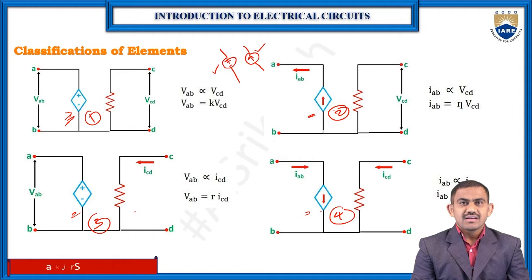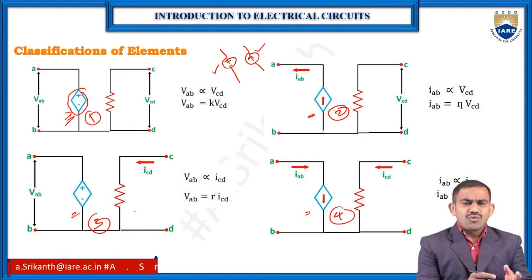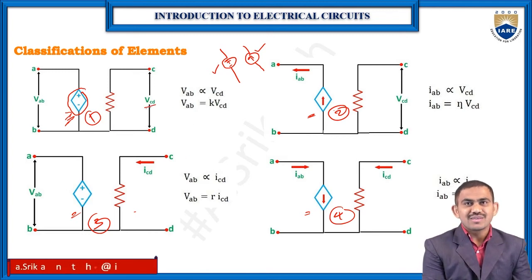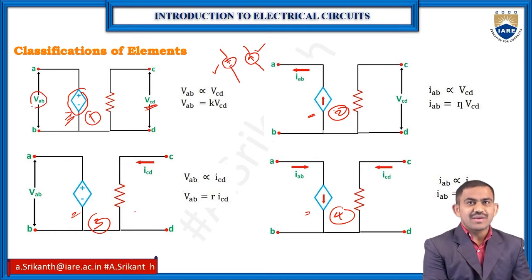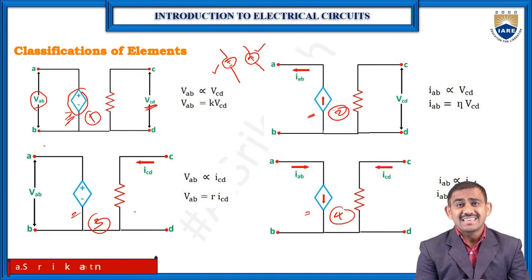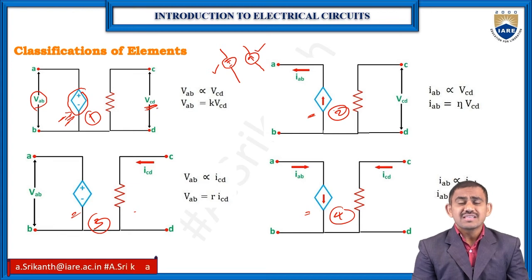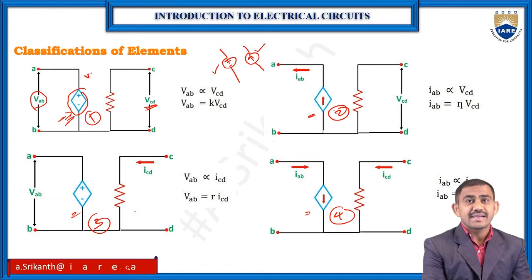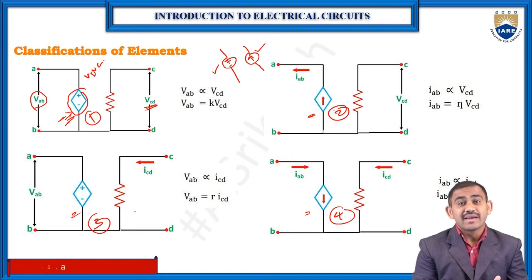In the first figure, this is a voltage source. Depending upon whom? Again, one more voltage. Which voltage do we have? Suppose it's VAB. VAB is depending upon VCD. So VAB, that is a voltage source, depending upon one more voltage. So this is a voltage dependent voltage source, or voltage control voltage source. It's a voltage source, but controlled by another voltage.